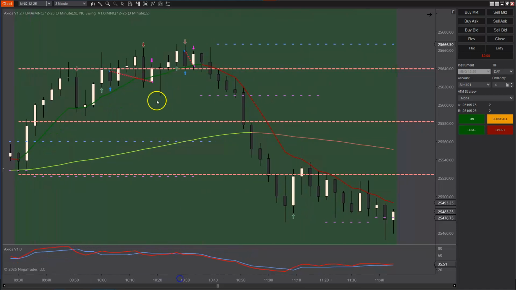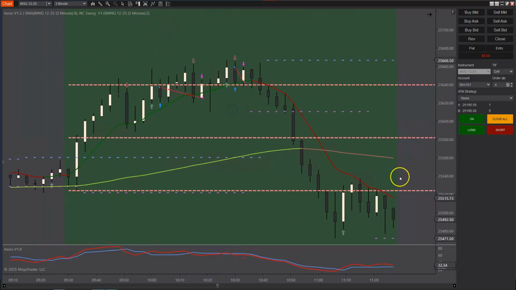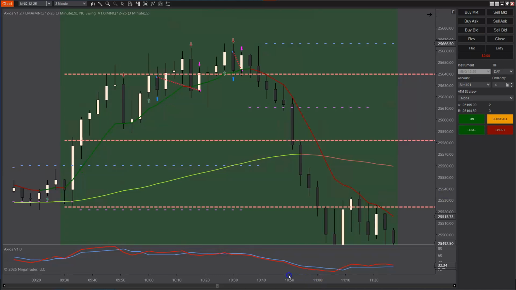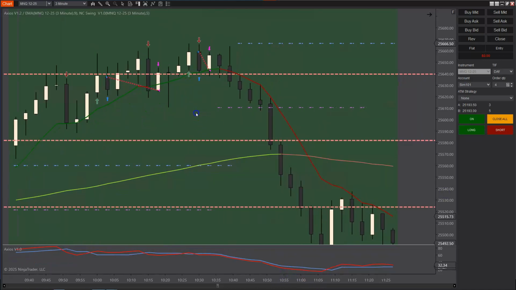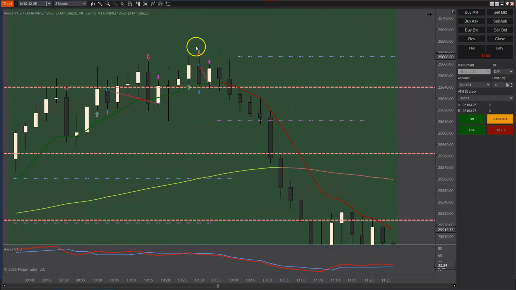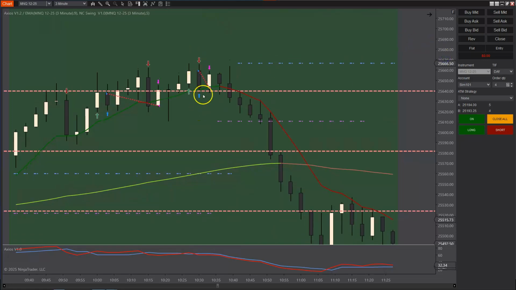So one idea is, the way that Axios is currently set up, with this red arrow here, we are not allowed to trade this red arrow because we're not closing below the 9 and we're not closing below the 100. But what if we had a rule where if we have a red arrow, which is for short, and it's more of a mean reversion strategy.